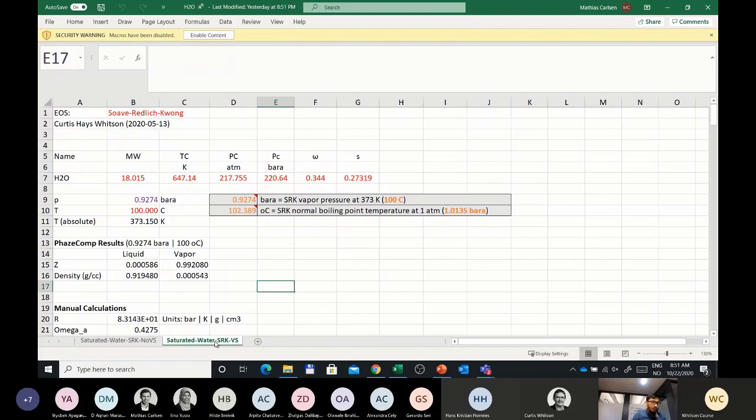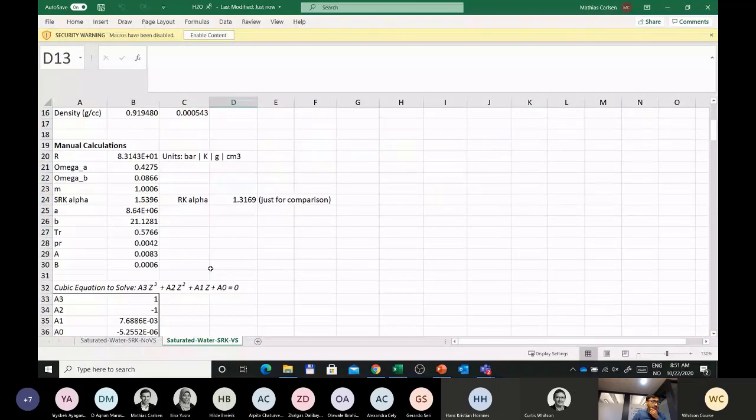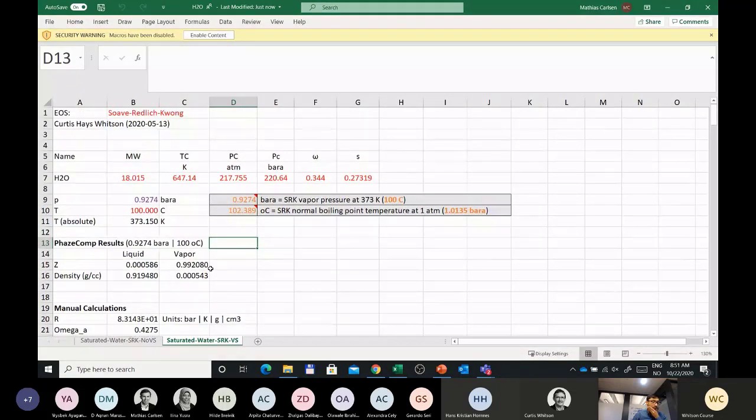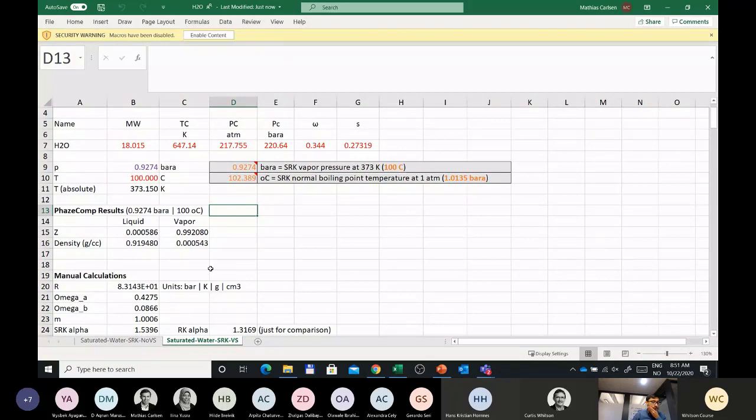And now we are in the next exercise, which is the second spreadsheet. We are going to use this volume translation and this value of 0.27319 and see how good or bad is the density predicted by this SRK equation of state model with this volume translation. And we will be using this Péneloux method, and according to the Péneloux method, you can do all your equation of state model calculations the same way as we did before.